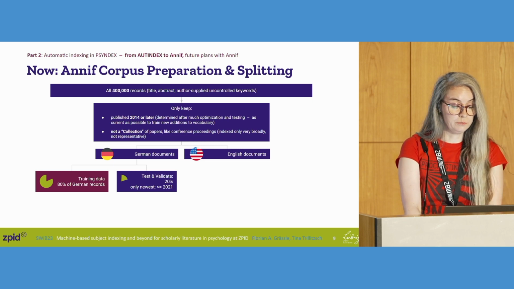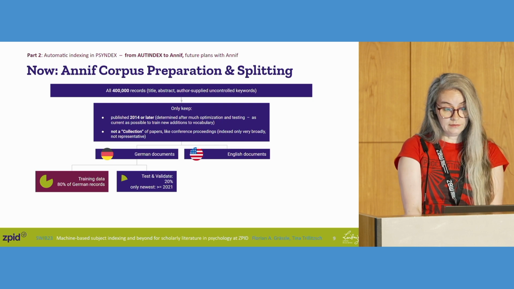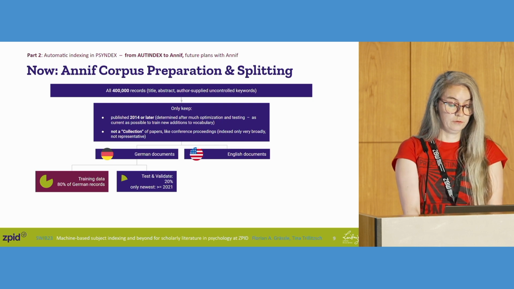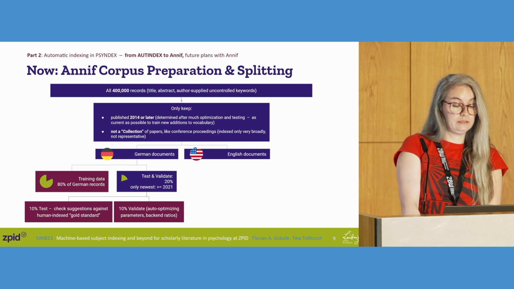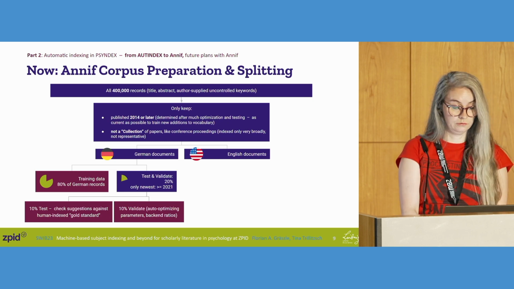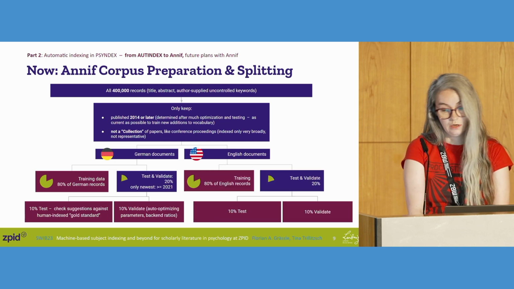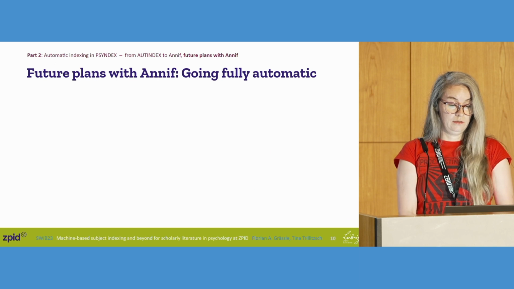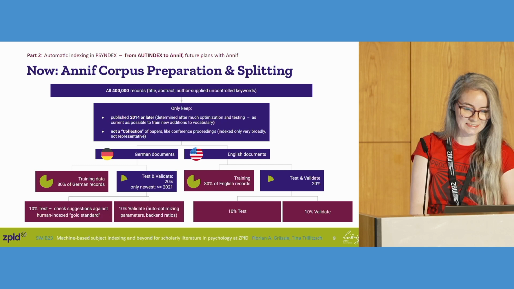80% of the documents we use for training the data, and 20% for testing and validation. So we end up with an 80-10-10 ratio. And we do the same thing for English documents as well. Maybe that was too quick.